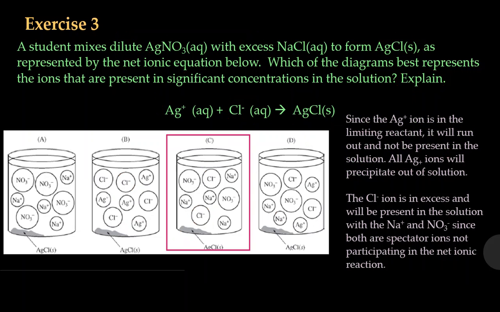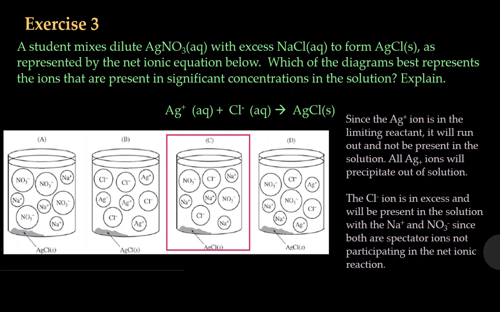So summing that all up again here, since the silver ion is the limiting reactant, it will run out and not be present in the solution. All of the silver ions will precipitate out. The chloride ion is in excess and will be present in the solution along with the sodium and nitrate.